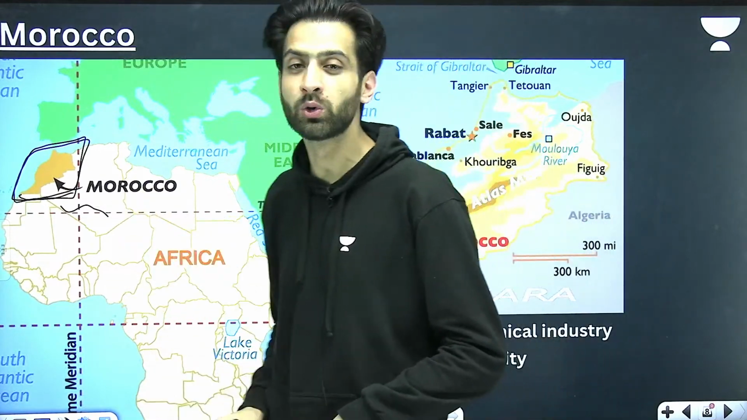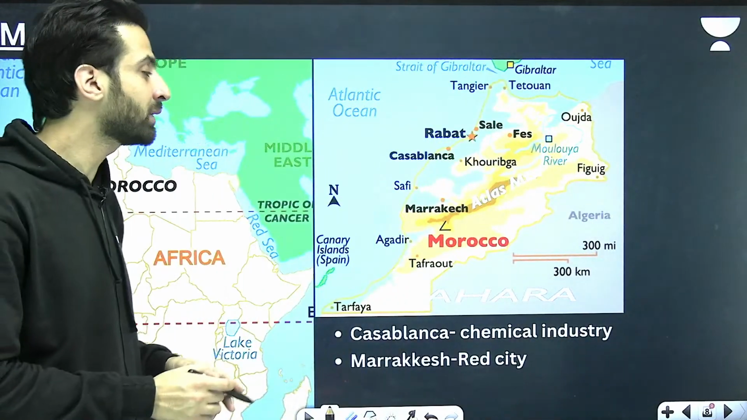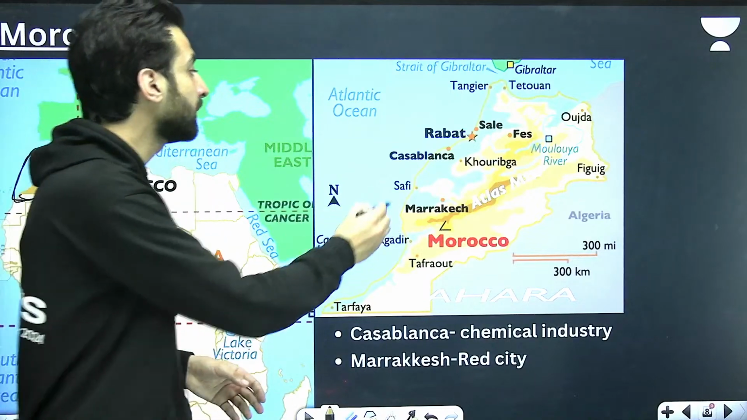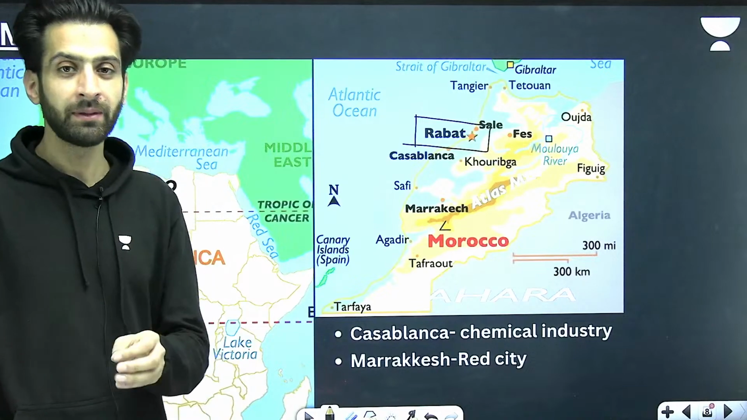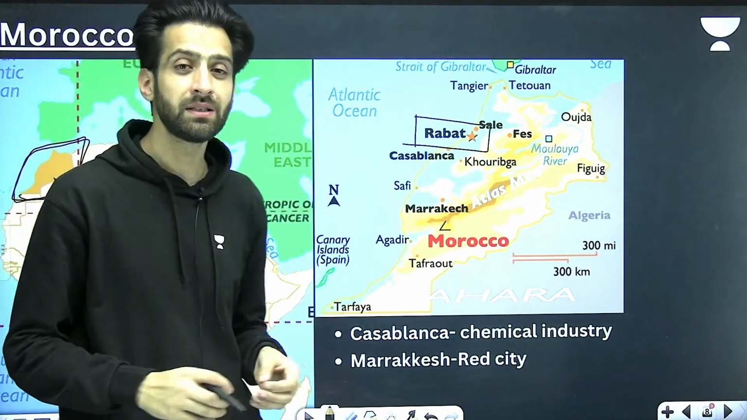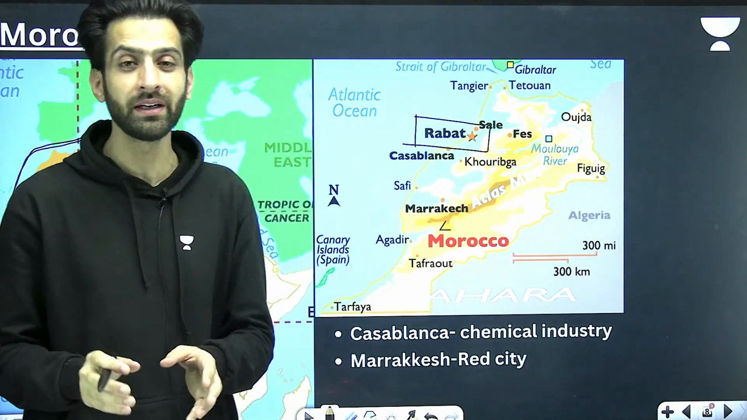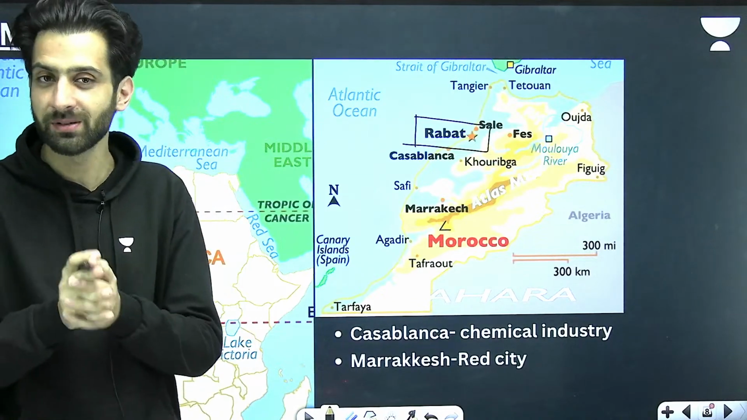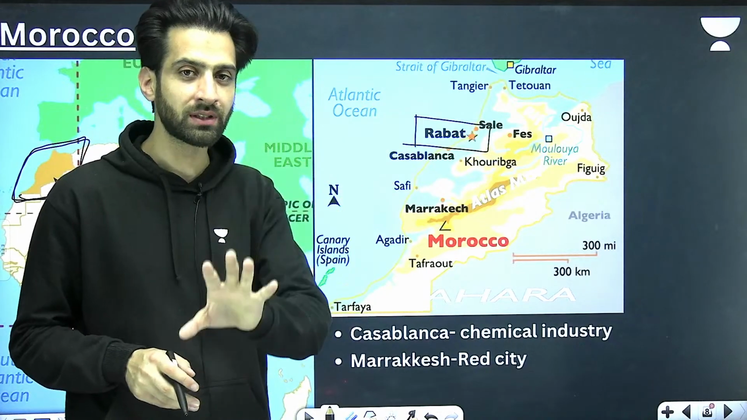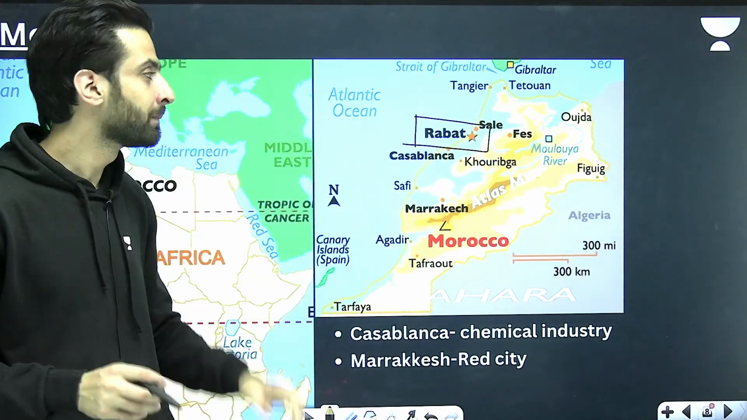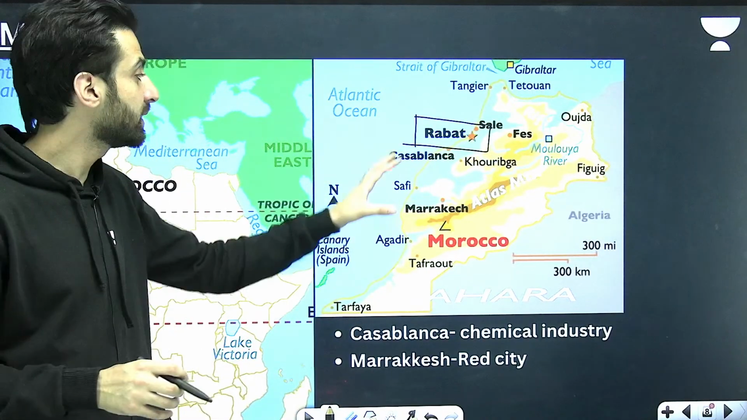So let us start with Morocco. I've given you the location of Morocco. What is the important thing about Morocco? The capital of Morocco is Rabat, R-A-B-A-T. Capital is very important, maybe not from the UPSC perspective, but it's very important as far as the state civil services examinations are concerned. That is why you should know about the capitals of the countries as well. The capital of Morocco is Rabat.